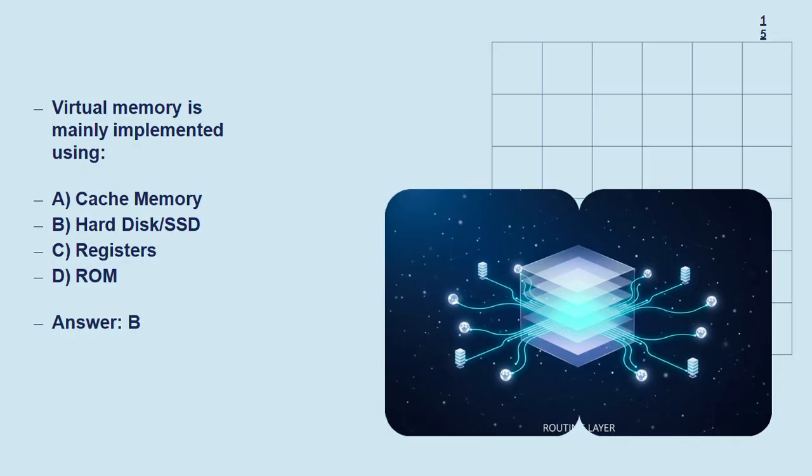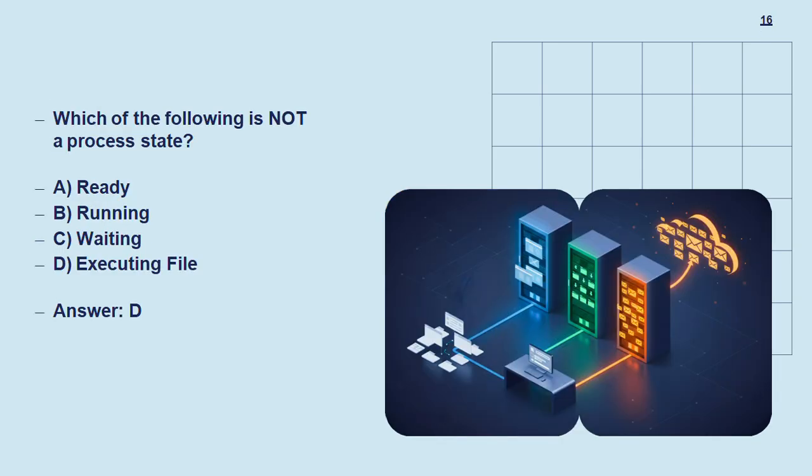So the next question is: virtual memory is mainly implemented using. Virtual memory is implemented using a hard disk or SSD. And the next question is: which of the following is not a process state? Ready is a process state, running is also, waiting is also. So the correct answer here is executing file. This is not a process state.